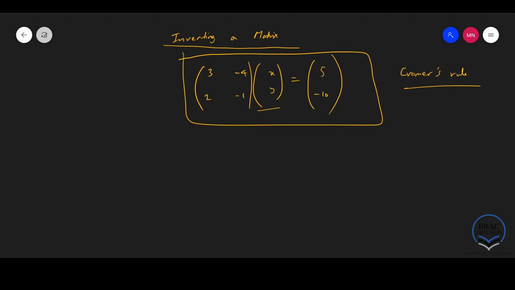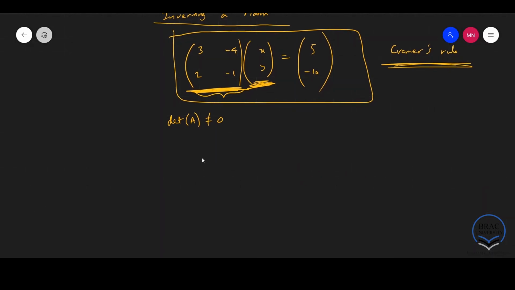right? Given that the determinant of this coefficient matrix is not equal to 0. So let's say this is matrix A, and the determinant of A is not equal to 0. Then we can apply Cramer's rule to find a solution of this system, right? Now, what if instead we wanted to find the solution more directly by trying to divide both sides by this matrix? For this equation, if I divided both sides by this matrix, could I find a solution directly for x and y? Well, unfortunately, for matrices, we cannot divide by a matrix. Division by a matrix is not defined.